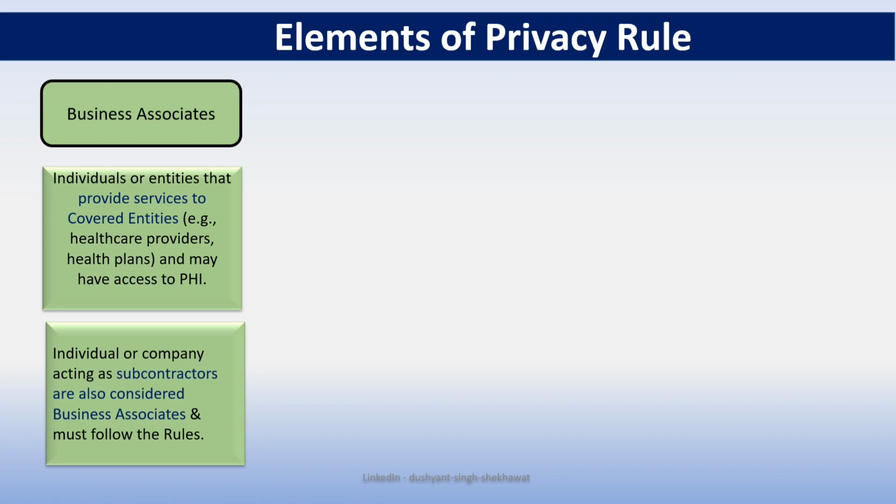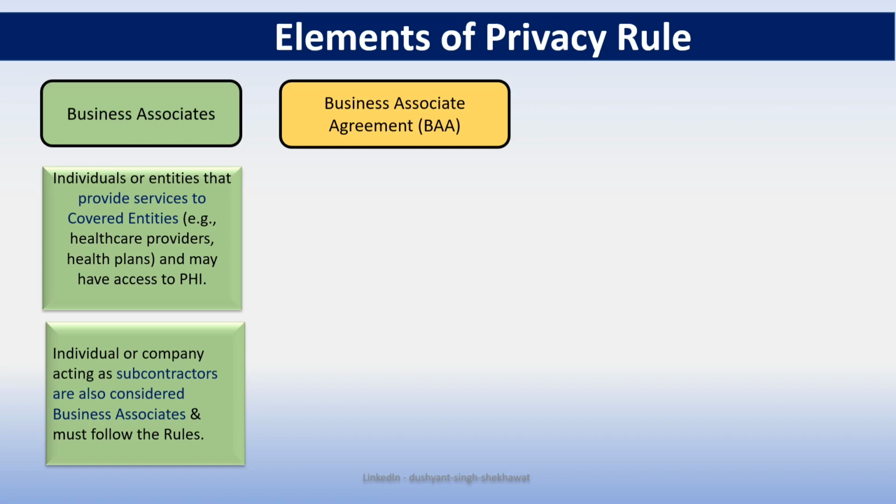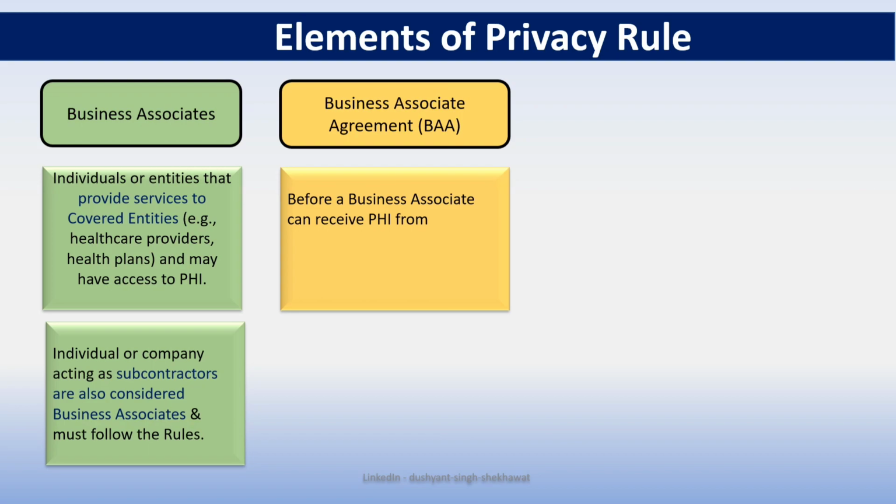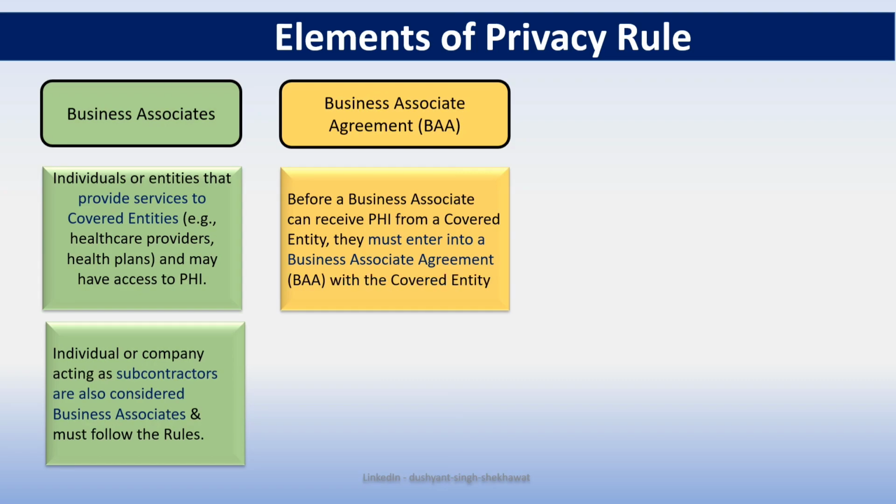Second element is business associate agreement. So before a business associate can receive PHI from a covered entity, they must enter into a business associate agreement with the covered entity. Suppose if I want to give any services to any insurance company, so before I can access any PHI data, I have to get into the business associate agreement.